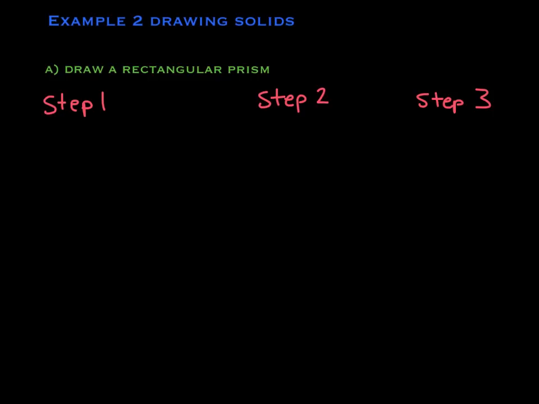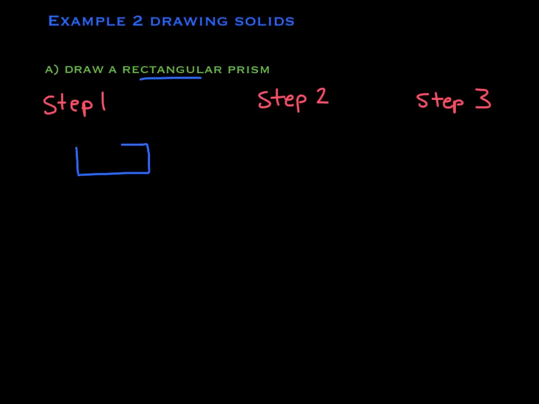Example 2, drawing solids. The directions say to draw a rectangular prism, so there are steps to take. I'm going to show you step 1, step 2, and step 3. Step 1, we're going to draw identical rectangular bases, because the name rectangular prism tells me I have to have two identical rectangular bases.